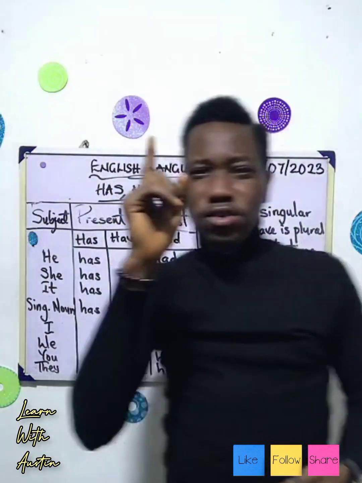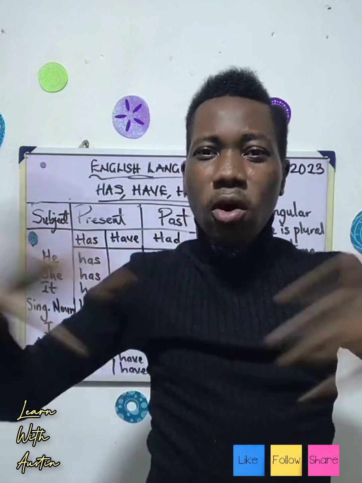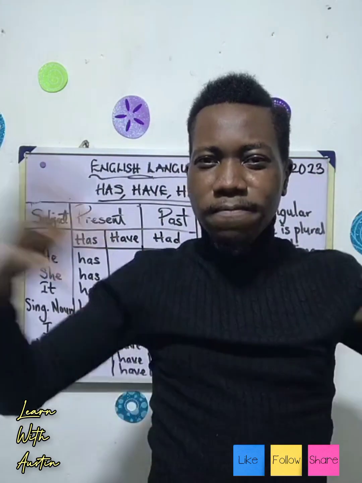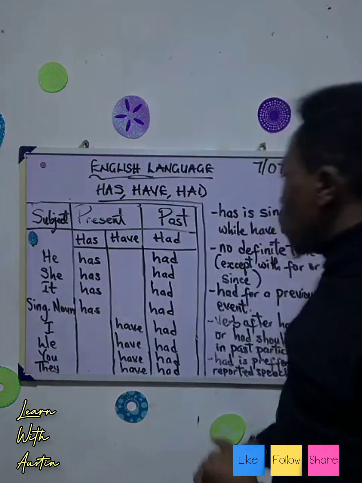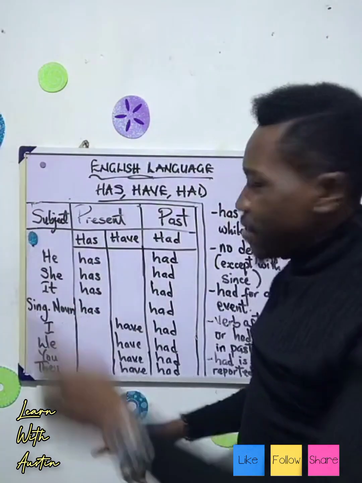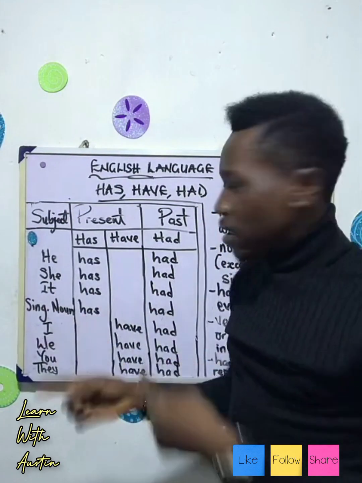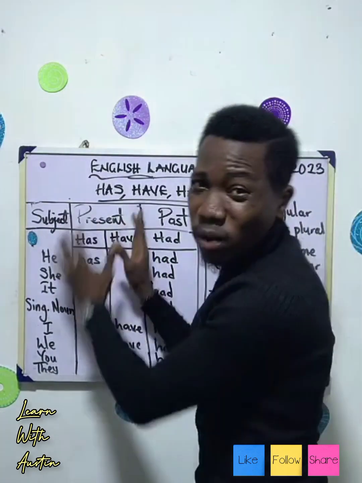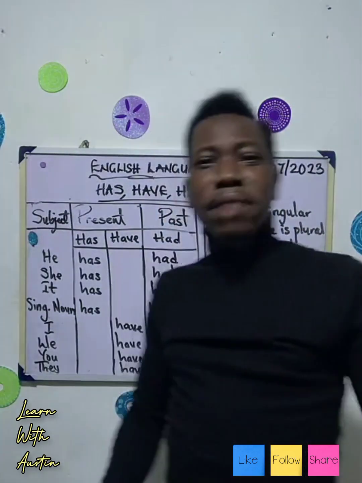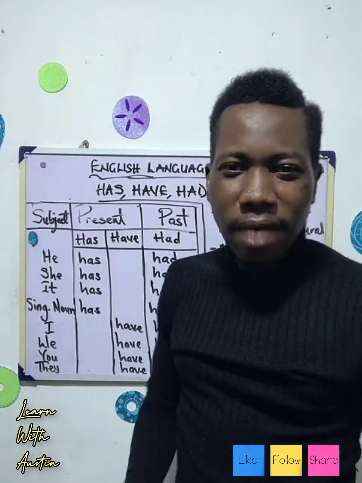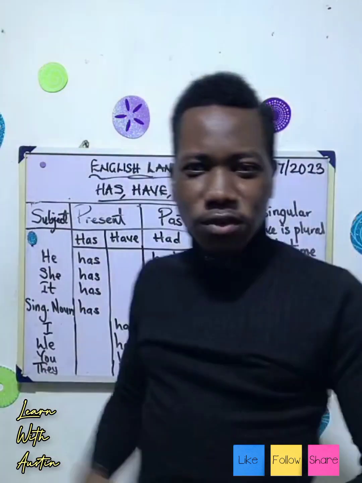What does that mean? Has is used for one person, one thing, one place, whereas have is used for more than one: two, three, four, and so on. So he, one person, he has. She, one person, she has. It, one thing, has. That is for the present tense. Then singular nouns also take has, like Amy has, like Alima has, and so on.